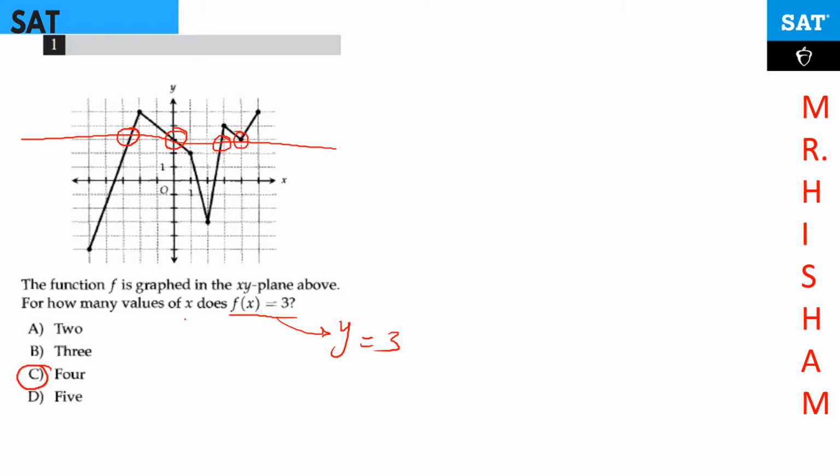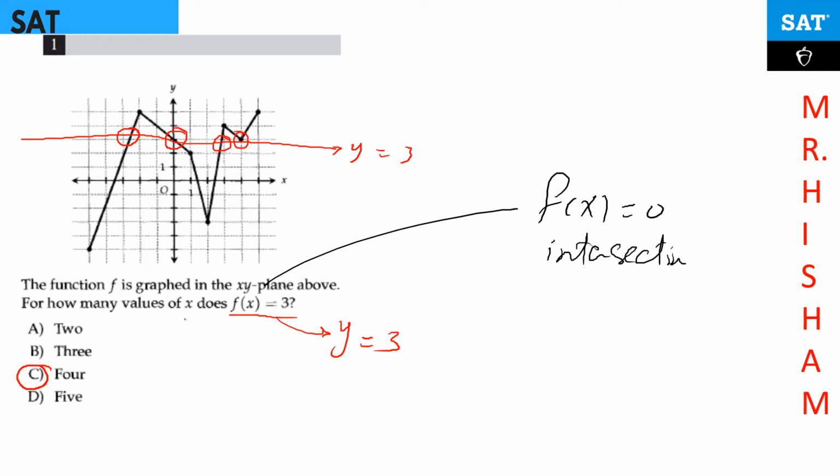The straight line y equals 3 is intersecting the curve at 3 points. But notice that if he's asking for f(x) equal to 0, it means the intersection points with the x-axis, and in this case it's going to be 3 points. So the answer here is C.